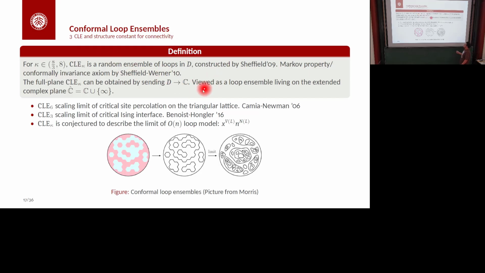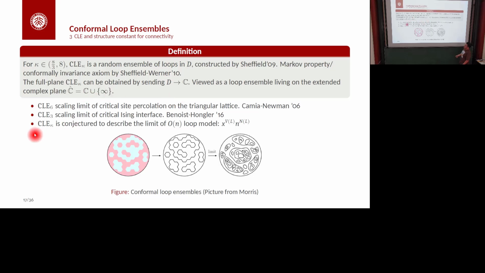The conformal loop ensemble was constructed by Sheffield, and there is also a loop soup construction by Sheffield and Werner for kappa smaller than 4. The Sheffield construction uses the exploration tree and can work up to 8. And there is also a full plane version of the CLE kappa. Basically, you first define the CLE on some bounded domain and prove there is some coupling. And the CLE describes a lot of interesting statistical models, like the Ising model and site percolation. These are rigorously proved by Camia, Newman and Benoit Laslier.